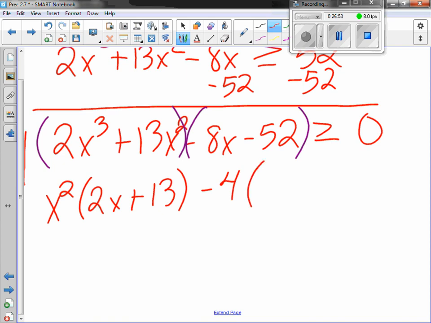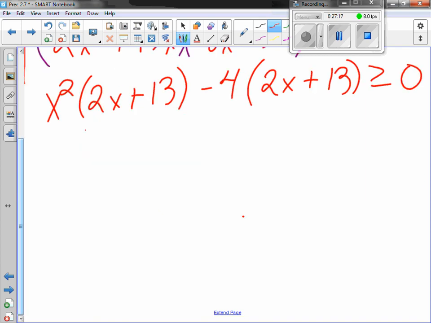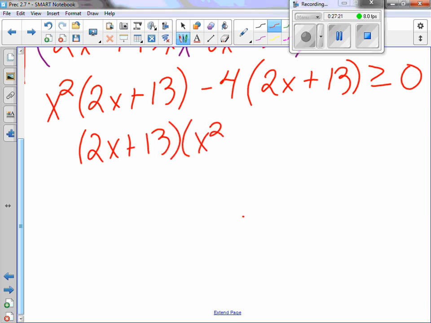Negative 52 divided by negative 4. Four times 13 is 52. I do that because, hey, look, they both share something in common. They both share 2x plus 13. So we can factor that out of both, which leaves us with x squared minus 4.